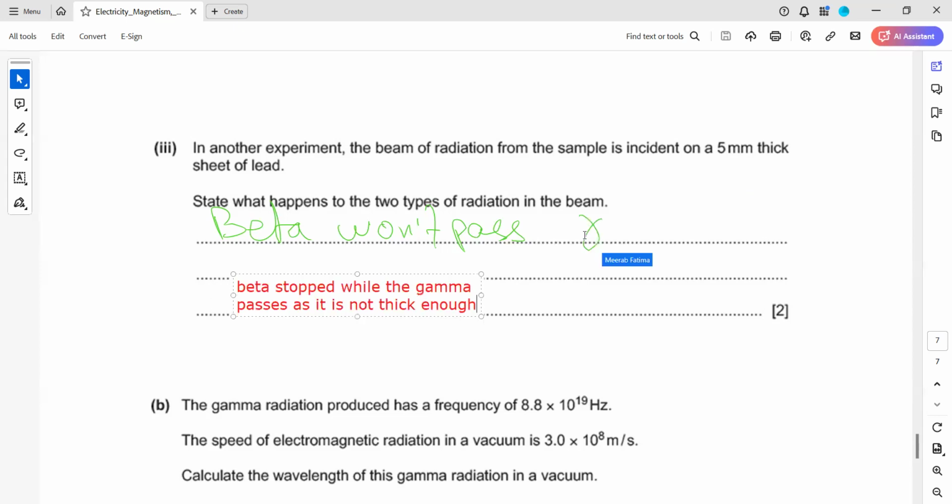But what happened? Gamma can pass because the sheet is not thick, since thick lead can absorb. So gamma still can pass, but it will reduce the amount of gamma. That's right.